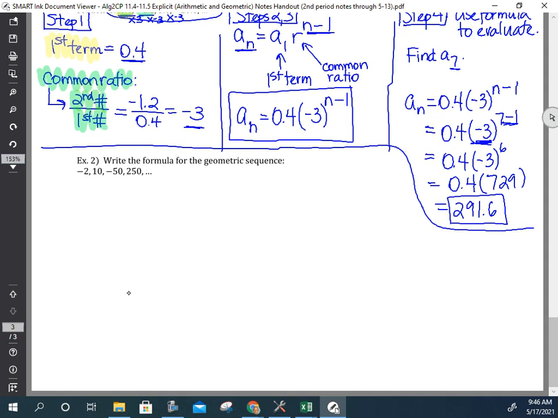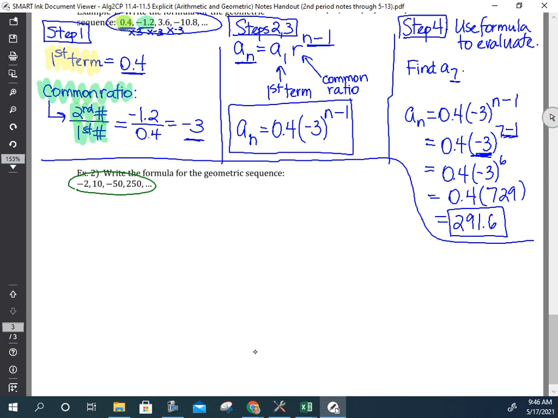All right, so example 2. Last example. Write the formula for the geometric sequence -2, 10, -50, 250, etc. So we're doing the exact same steps as before. The first step is to identify the first term. So the first term is the first number.